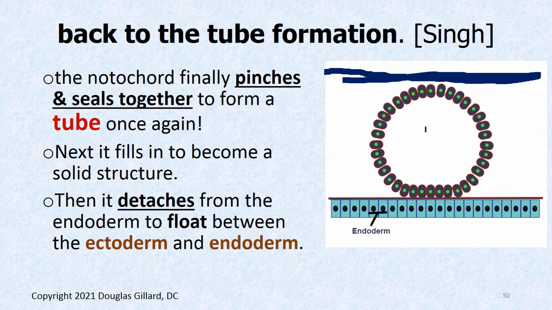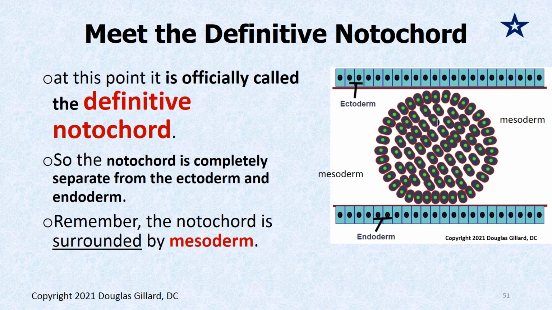Great, so we went from a plate now to a tube, but that's not going to do any good. We need to fill this in with cells. It has to have the great signaling cells within it, and so that's what happens next. We basically fill in the tube, and we're done. We finally have a notochord, a solid notochord, and it's called definitive. When you hear definitive, that means that it's a mature structure. It's done with its evolution. And remember, this is all mesoderm too. Let's not forget our mesoderm.